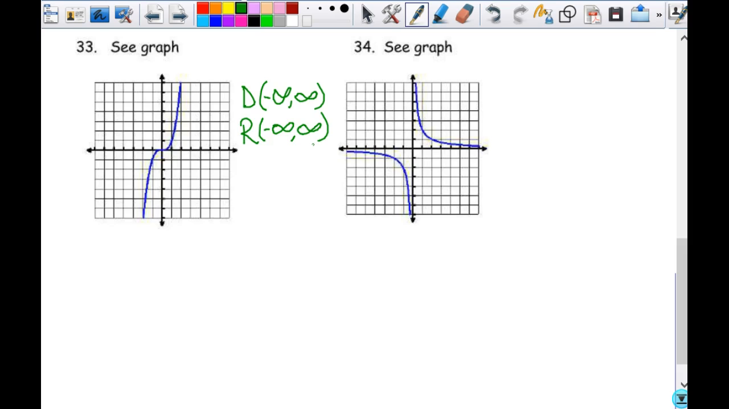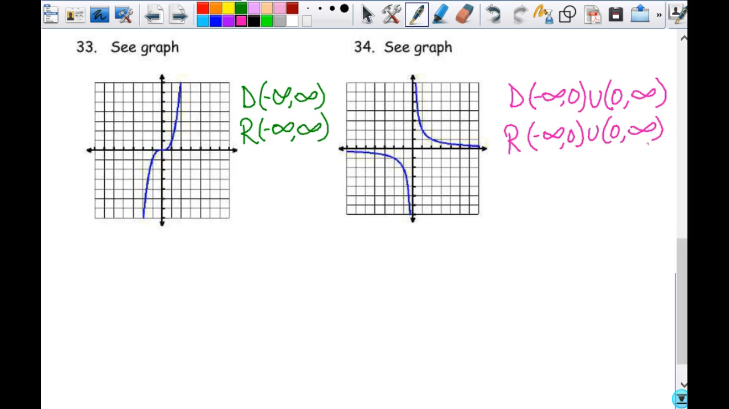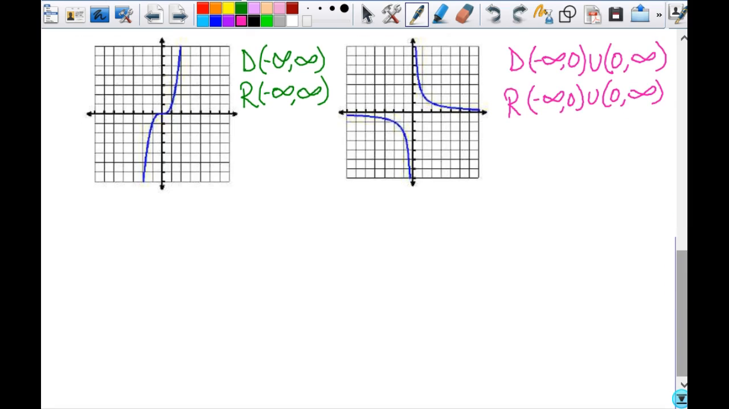Okay, so 34 rather. Not going to touch 0 in either direction here. So my domain for my x's, 0 is not included there. So this is going to be negative infinity to 0, and then 0 to infinity. Then for the range, same thing. Just can't cross there. So negative infinity to 0, and 0 to infinity. That's it on that page.